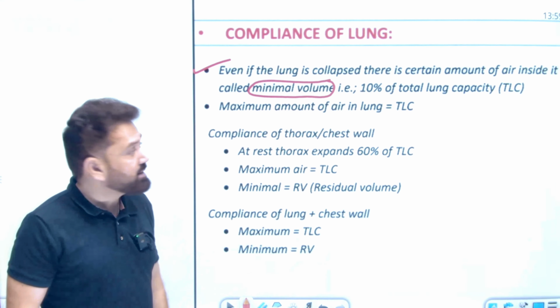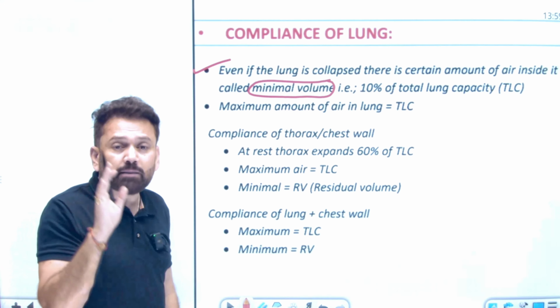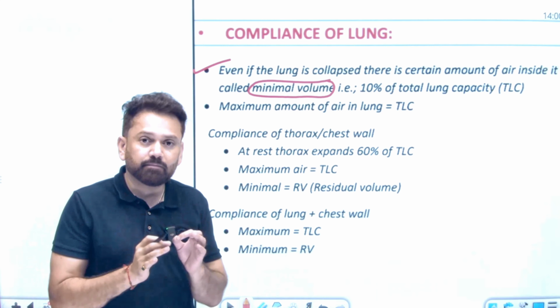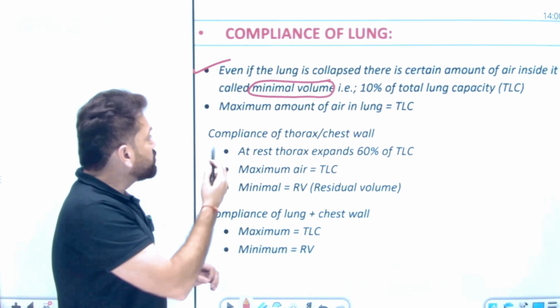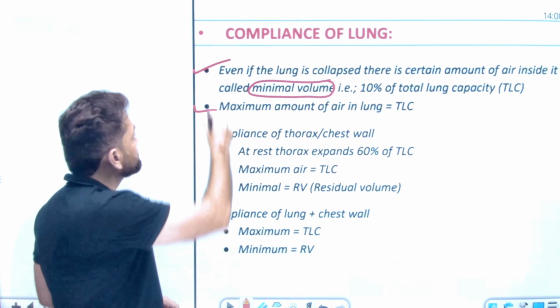Minimal volume. That is 10% of total lung capacity. Whatever is the total lung capacity, even if lung collapses, 10% of TLC will be in that. Okay? And you know the maximum amount of air is always TLC. This is about the compliance of lung.